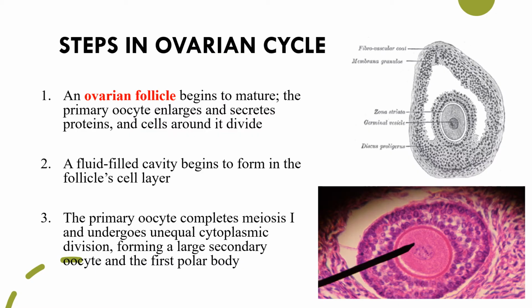So, steps in the ovarian cycle. First, an ovarian follicle begins to mature, and the primary oocyte enlarges and secretes proteins, and cells around it divide. Second, a fluid-filled cavity begins to form in the follicle's cell layer, and the primary oocyte completes meiosis 1 and undergoes an unequal cytoplasmic division, forming a large secondary oocyte and the first polar body.